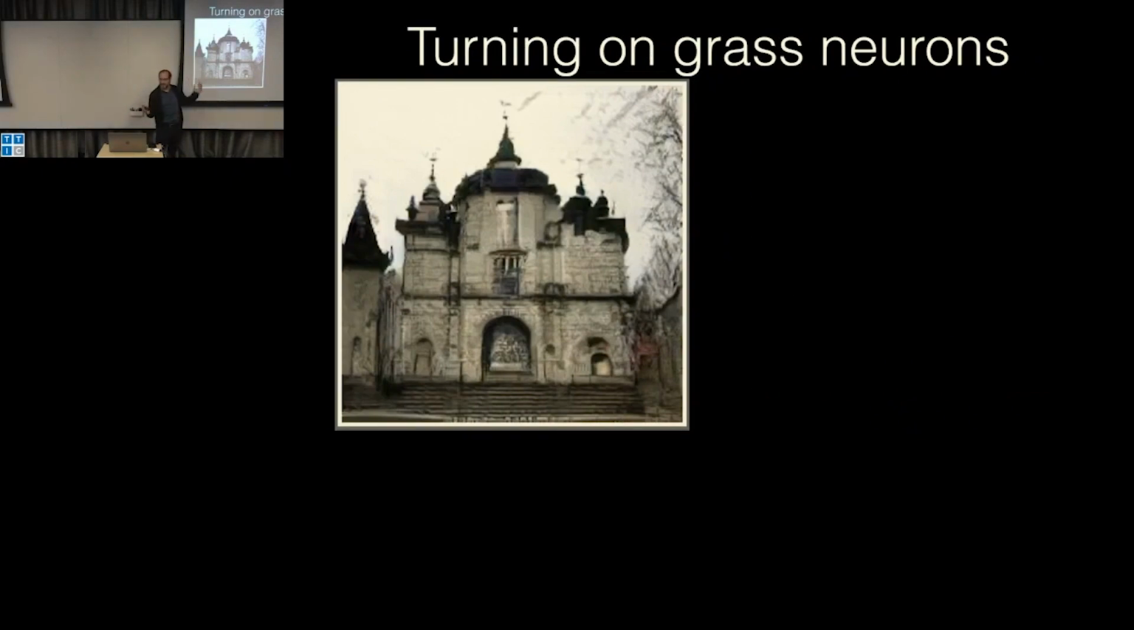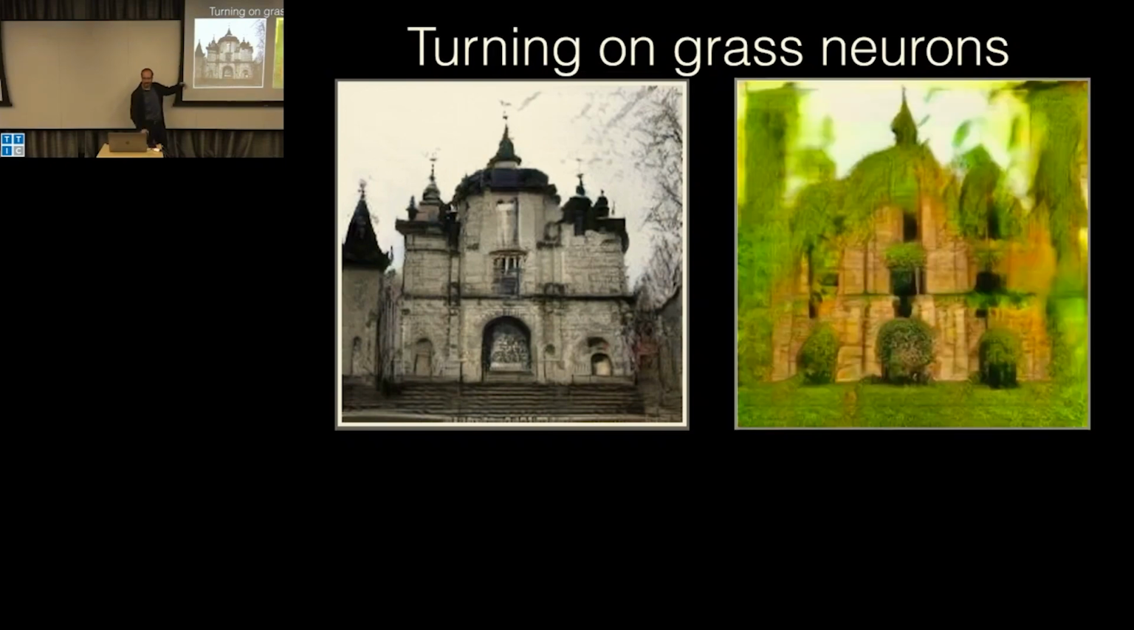There were other units that are responsible for drawing grass. So let's say that you generated an image that looks like this. You turn on all the units that are responsible for putting grass in the picture, and then suddenly grass appears all over the place.